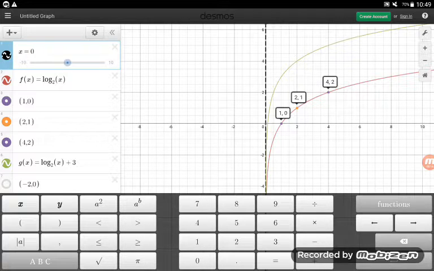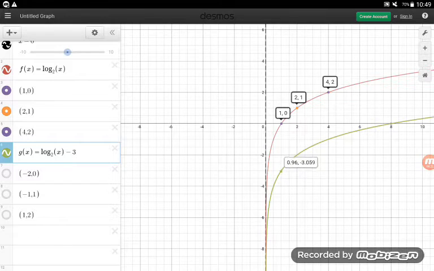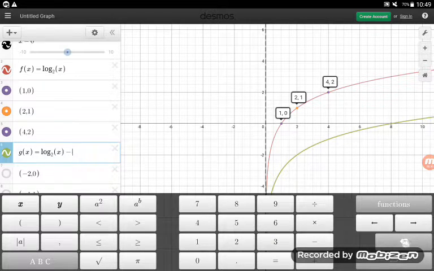Okay. Now, if I switch this to minus 3, then we should see that it went down by 3. So this is 1 and negative 3. This is 2 and negative 2. This will be 4 and negative 1. Okay. So that's it for translation.